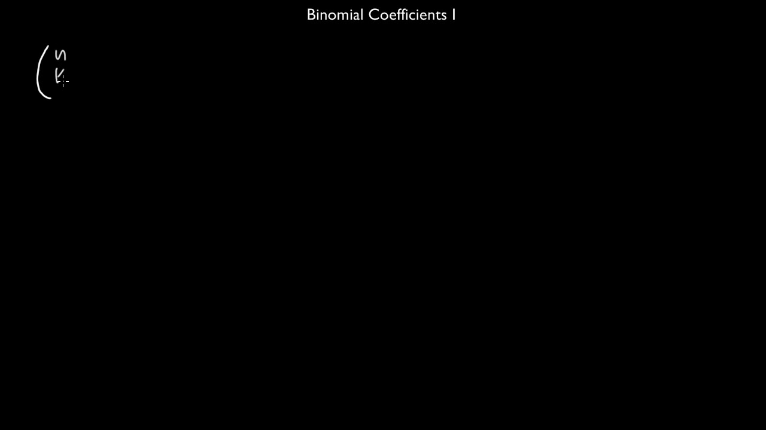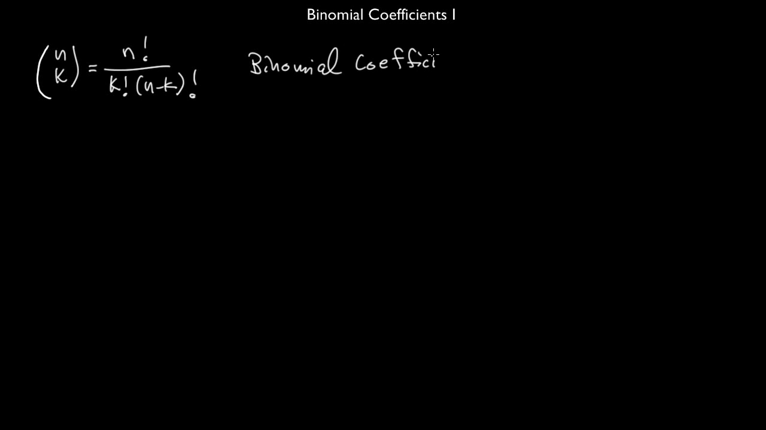Welcome. This is a lecture on binomial coefficients for Math 475. So remember, the binomial coefficients are defined by this formula: n choose k equals n factorial over k factorial times n minus k factorial. These are called the binomial coefficients, and we've already discussed these in connection with some combinatorial problems. That is, specifically, this is the number of k subsets of an n set.